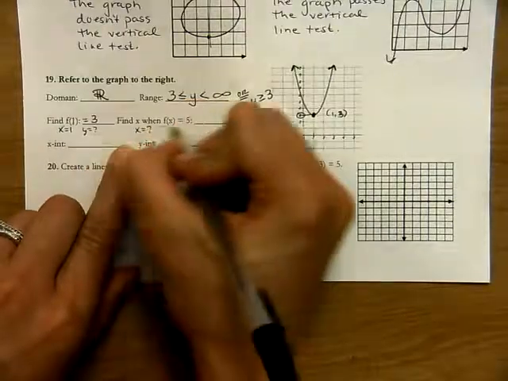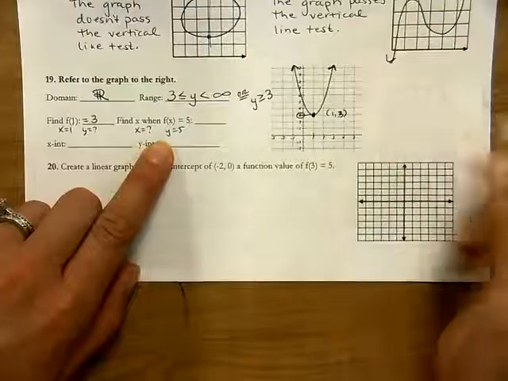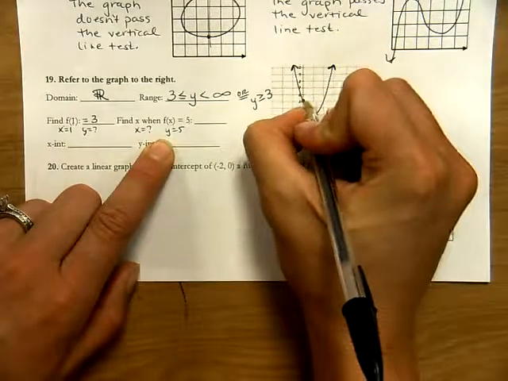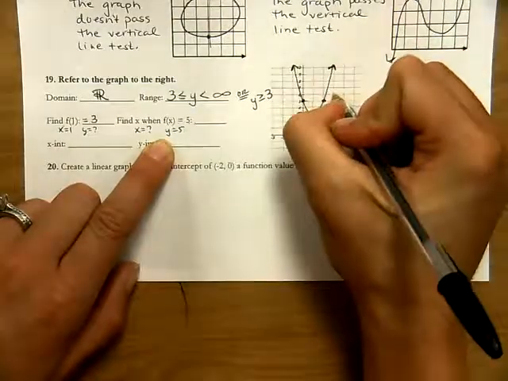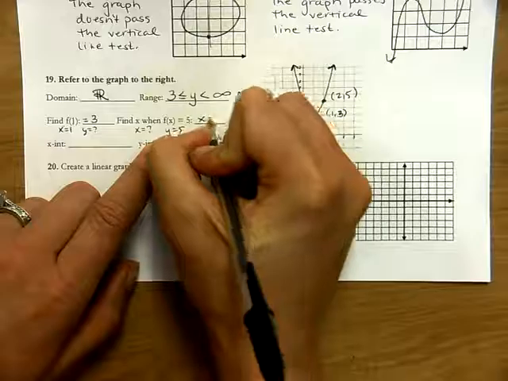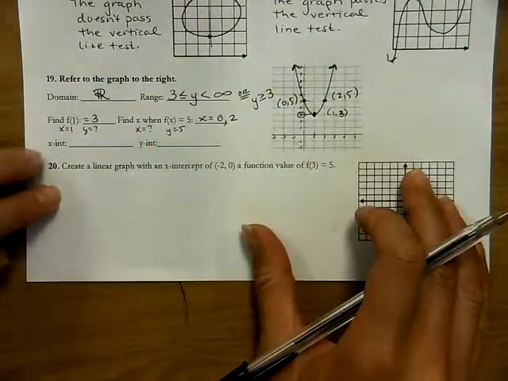Find x means what is x when f of x equals 5, or when the output is 5, or when y equals 5. So I go to my graph where the output is 5, that's right here. Now if I go over though, there's 2 points here. So we have the point (2, 5) and the point (0, 5). So x would equal both 0 and 2. There are 2 different points where the output is 5.